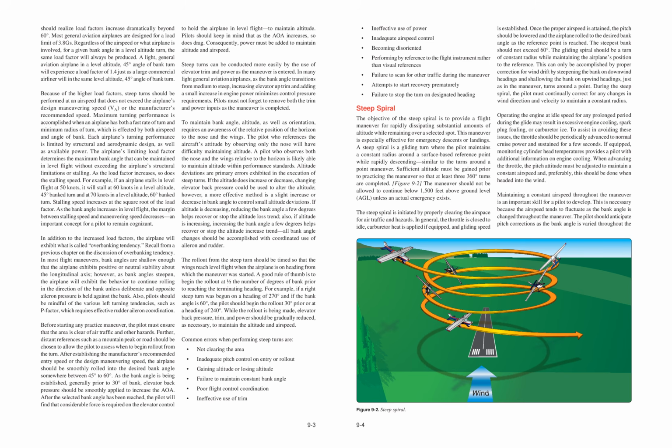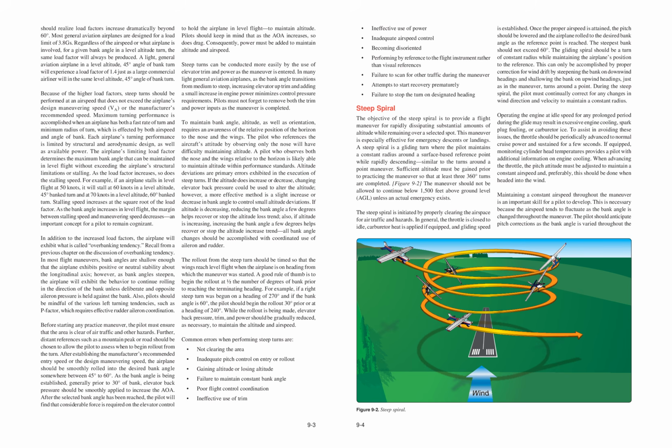Steep turns can be conducted more easily by the use of elevator trim and power as the maneuver is entered. In many light general aviation airplanes, as the bank angle transitions from medium to steep, increasing elevator up trim and adding a small increase in engine power minimizes control pressure requirements. Pilots must not forget to remove both the trim and power inputs as the maneuver is completed. To maintain bank angle, altitude, as well as orientation, requires an awareness of the relative position of the horizon to the nose and the wings.